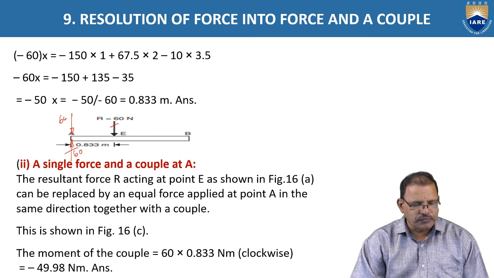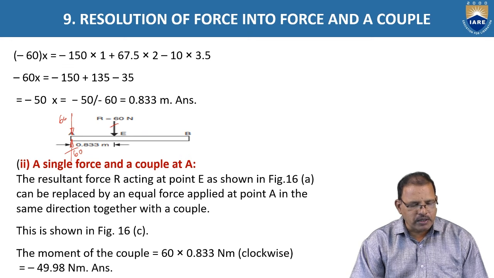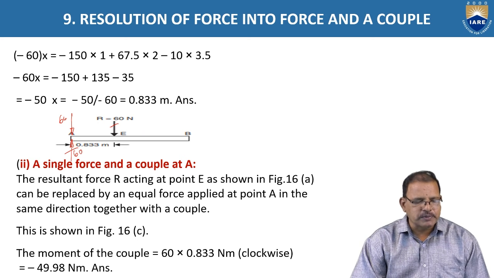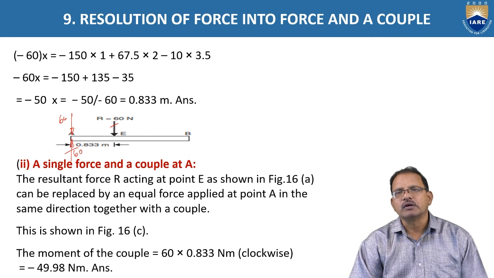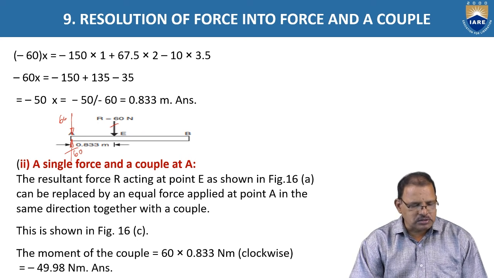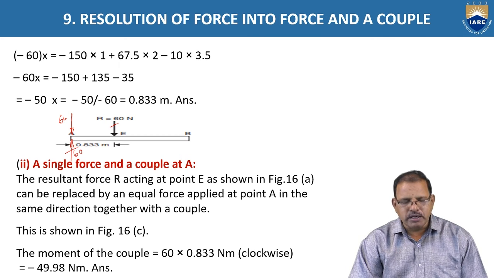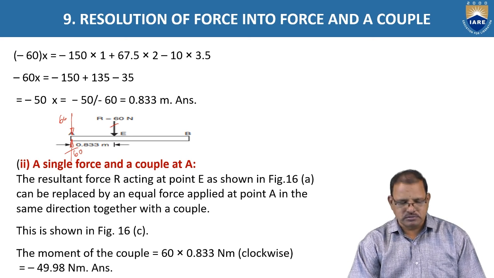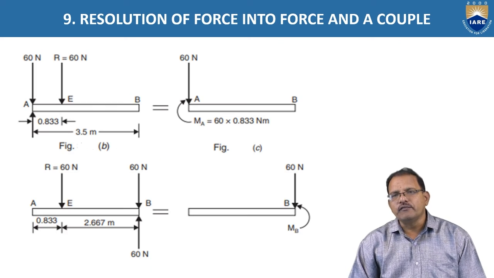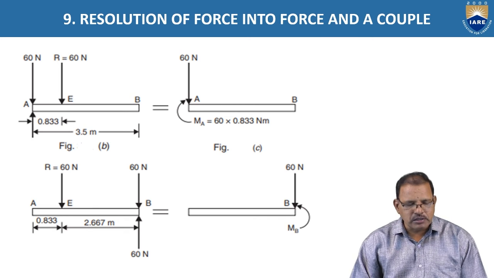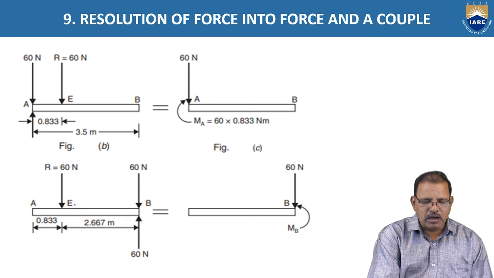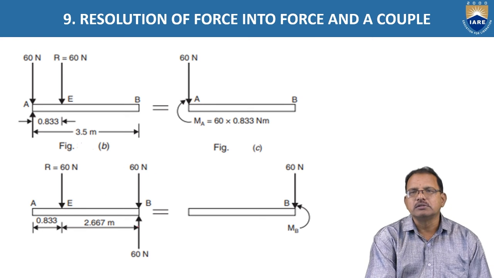which is equal to 60 into 0.833. It tends to rotate the body with respect to A in the clockwise direction, which is equal to 60 into 0.833, equal to minus 49.98. Similarly, the same force can be shifted to the B position also by adding 60 newtons and 60 newtons.